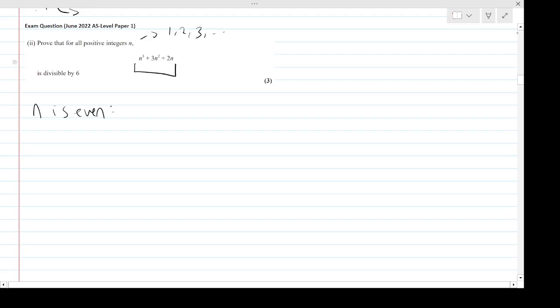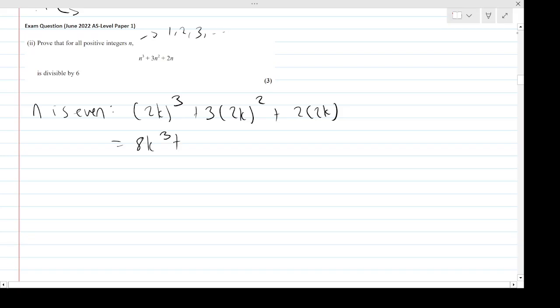Well then this whole thing will be 2k all cubed, add 3 lots of 2k all squared, add 2 lots of 2k, and if you do that, you get 8k cubed, add 12k squared, add 4k. The best we can do here is probably factor out a 4. It's the highest number we can factor out, right? So then you'd get 4 lots of 2k cubed, add 3k squared, add 1.